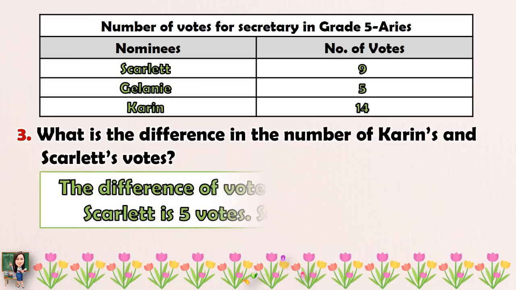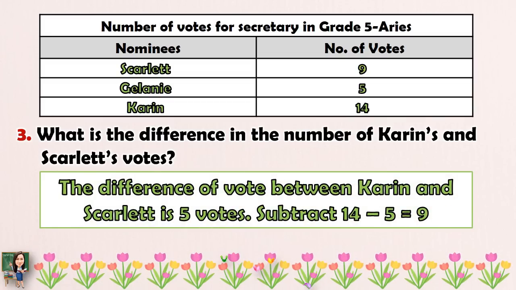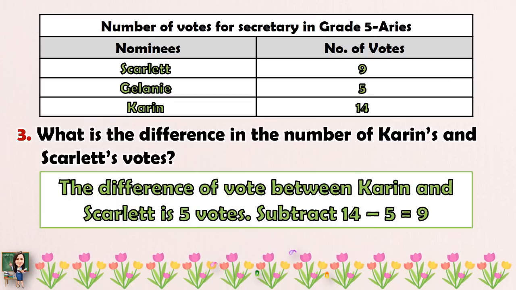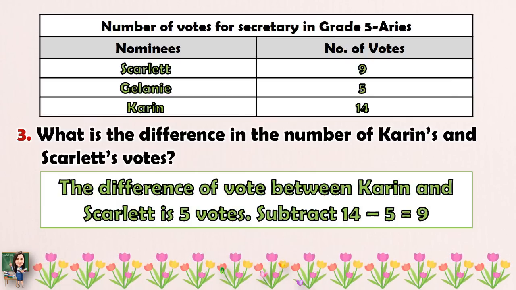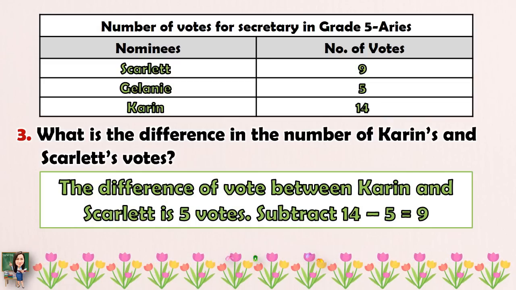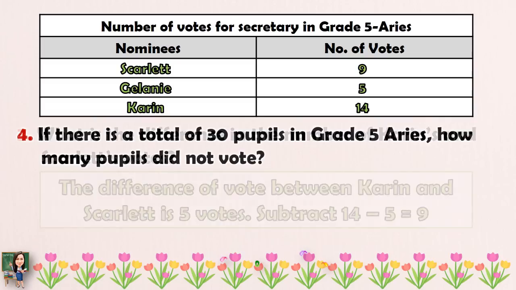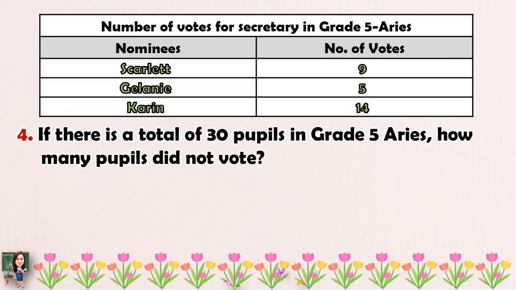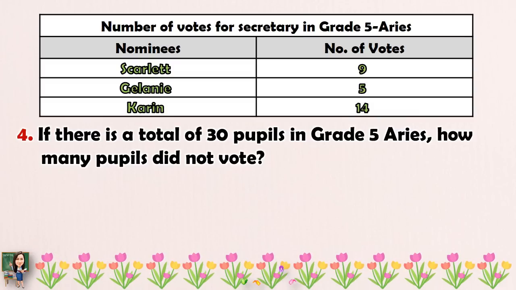Very good. The difference of vote between Karin and Scarlett is 5 votes. Just subtract 14 minus 5, the answer is 9. So the difference of vote between them is 5 votes. Fourth question, if there is a total of 30 pupils in grade 5 Aries, how many pupils did not vote?